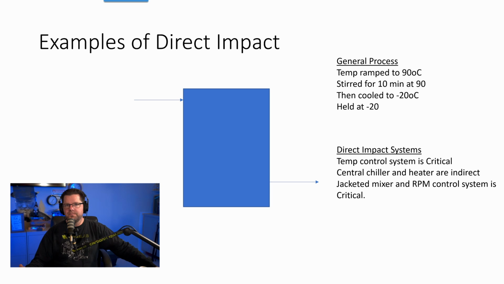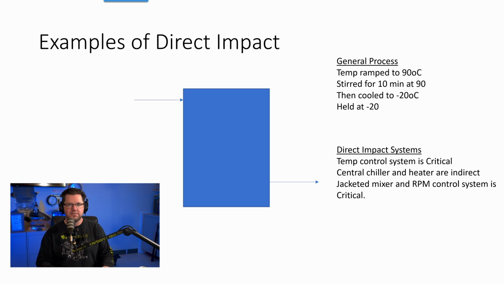The jacketed mixer you would want, and the RPM control, even though I didn't say that the stirring was critical. It is stirred for 10 minutes. Does that mean it's stirred with a rod, or is there a certain level of agitation? Whatever my specification is in terms of stirring, I would want to make sure that my RPM control is right. Am I going to stir it at 1,000 RPM, or at 1 RPM? You want to make sure you're qualifying it so that it's the same every time. And the jacketed mixer, you want to make sure that's qualified too.